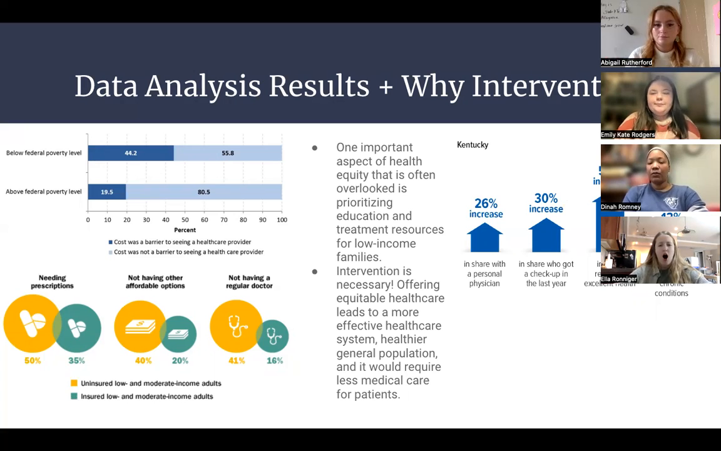And then there were a few common healthcare issues as they relate to uninsured and insured low to moderate income levels. One of the biggest ones was not having other affordable options and not having a regular primary care physician. And one important aspect of health equity that is often overlooked is prioritizing education and treatment resources for low-income families. Intervention is necessary because offering equitable health care leads to a more effective healthcare system, a healthier general population, and it would require less medical care for patients.